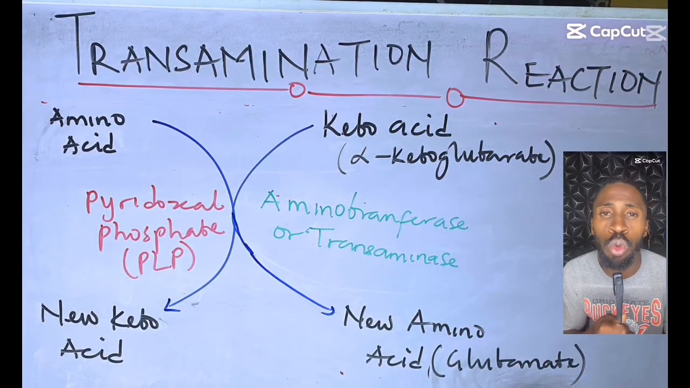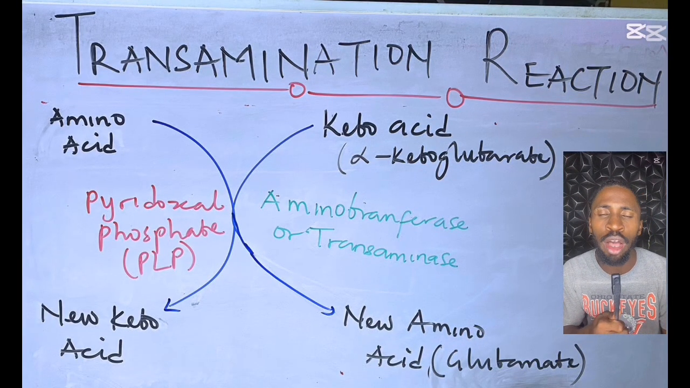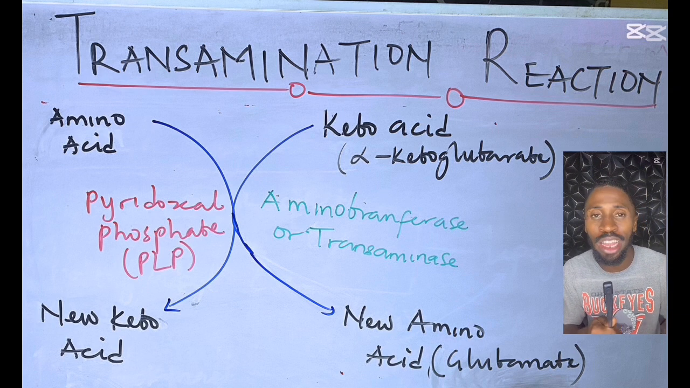So now we'll be discussing what transamination reaction is. Now, you know, an amino acid has a carbon skeleton and an amino group. When the amino group is transferred to a keto acid to form a new amino acid and a new keto acid, that's what transamination is. Simply, the transamination process is the transfer of an amino group from an amino acid to a keto acid to form a new amino acid and a new keto acid.